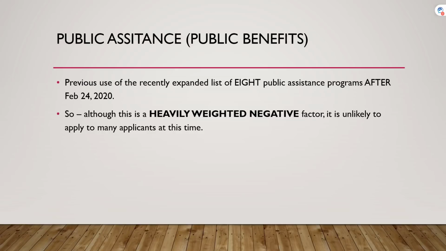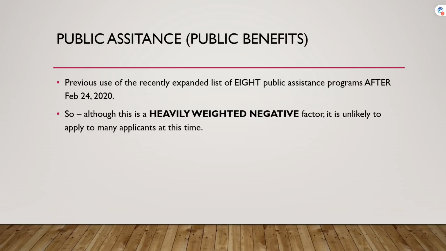Okay, so it's a heavily weighted negative factor, meaning if you've used these public assistance programs before, you're likely to do so again. That's unlikely to affect many applicants at this time, because it's so new, and the date is only from February 24th. But please be aware, and make plans accordingly for when you come to the USA, either on temporary visas or as a green card holder, because there is a possible impact of this use towards your citizenship.